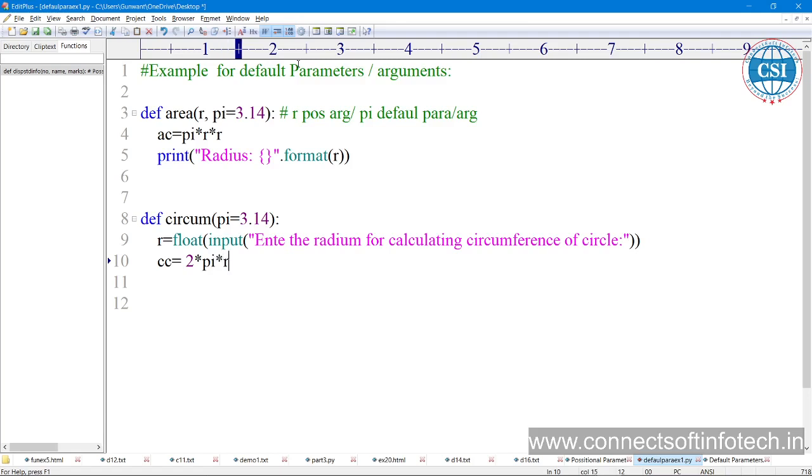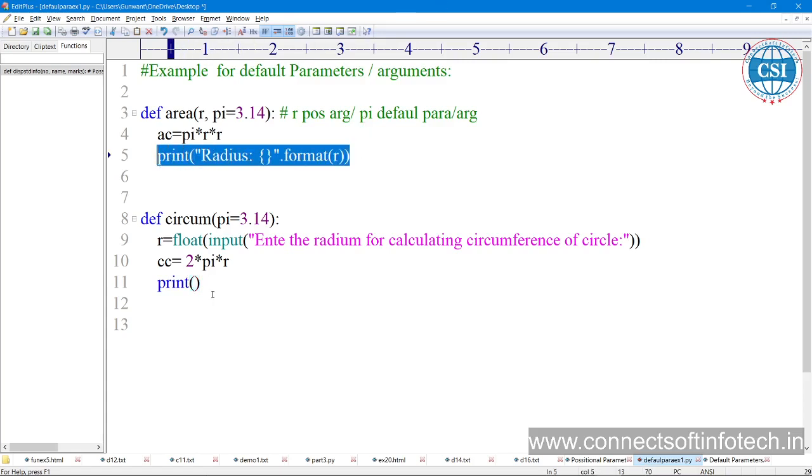Into r. Pi is also inbuilt in the math module, so we are not taking this one. So you can print here radius, and you can print here this radius and calculate this circumference, sorry.